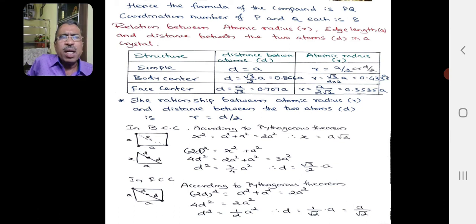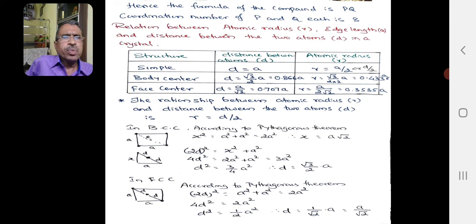Coming to the atomic radius in simple cubic, r is equal to either a by 2 or d by 2. Coming to the body-centered cubic system, the distance between the two atoms d is equal to root 3 by 2 into a, that's equal to 0.866 into a.